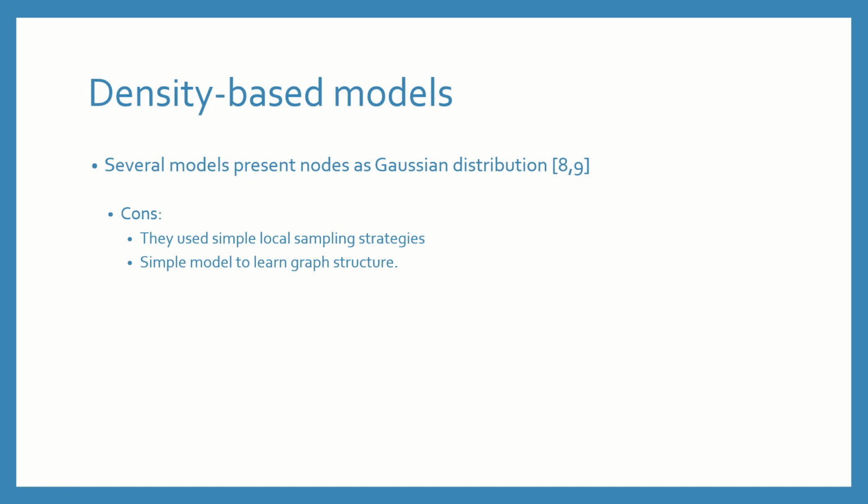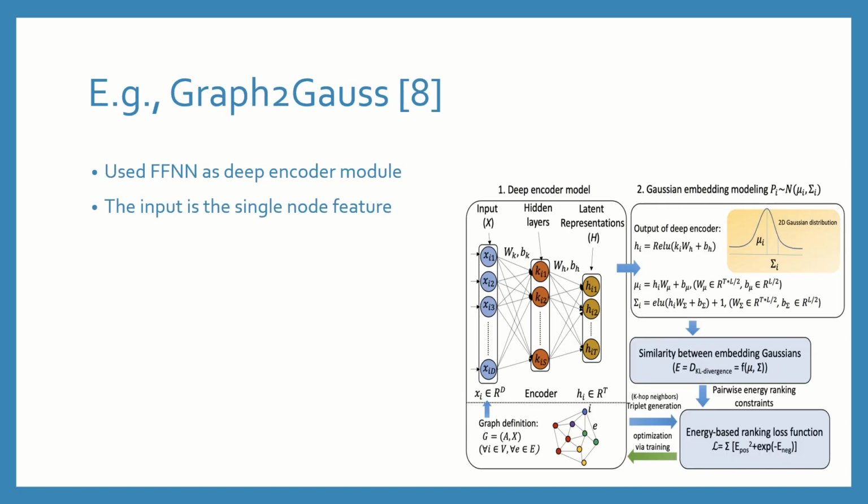Recently, there are several models that represent nodes as Gaussian distributions. It's some kind of density-based model. However, they have some cons and several disadvantages. The first is they use simple local sampling strategies, and moreover, they also use a simple model to learn graph structures.